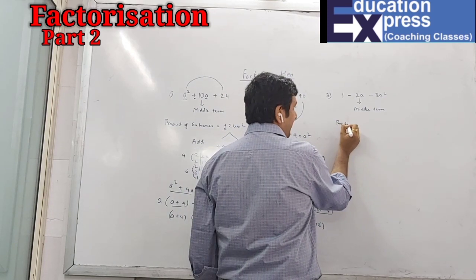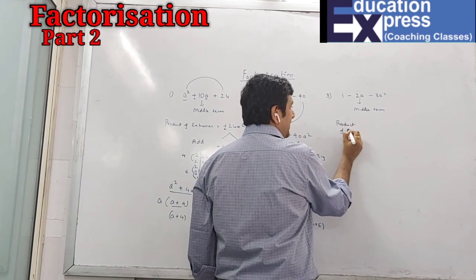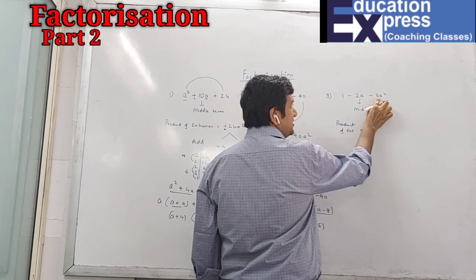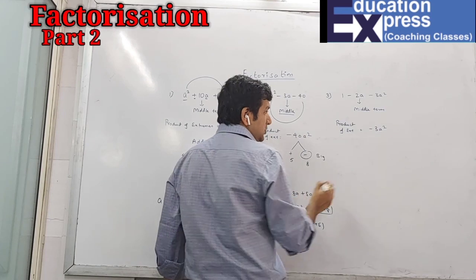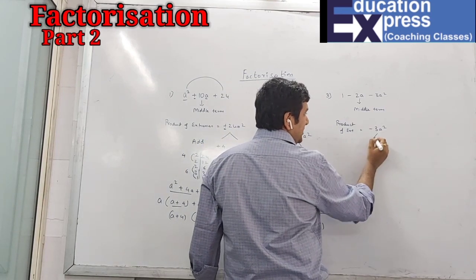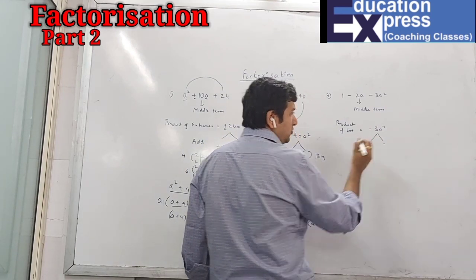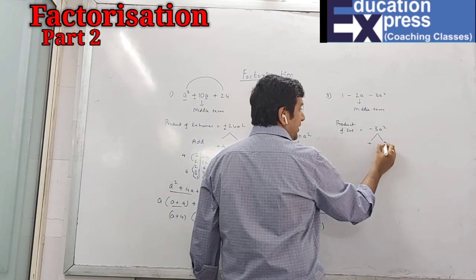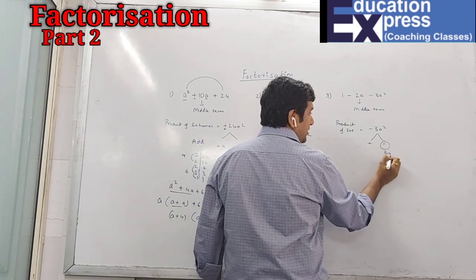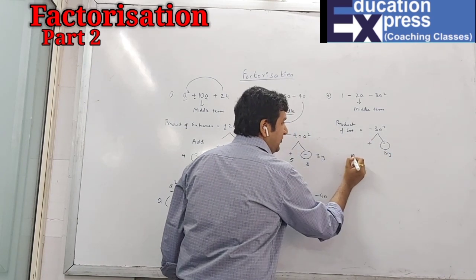The product of the extremes will be minus 3a square into 1 minus 3a square. So now obviously as it is negative, I have to definitely use opposite signs, plus and minus, and the bigger number will get the middle term sign, again negative. So now it's so simple, find the factors of 3.